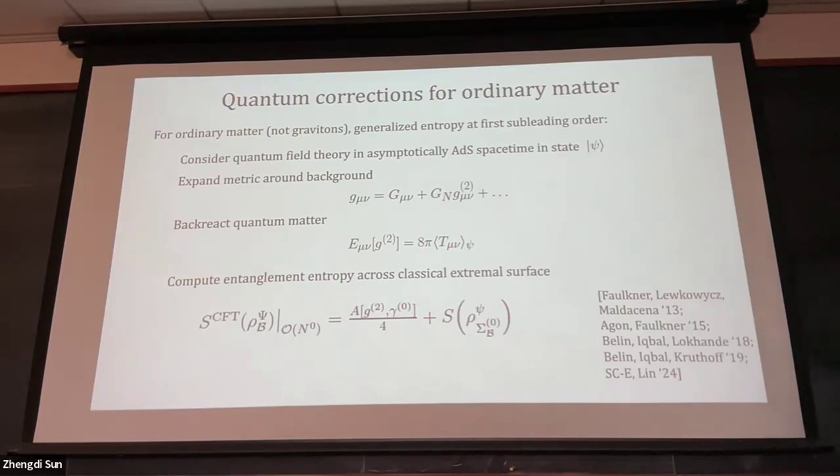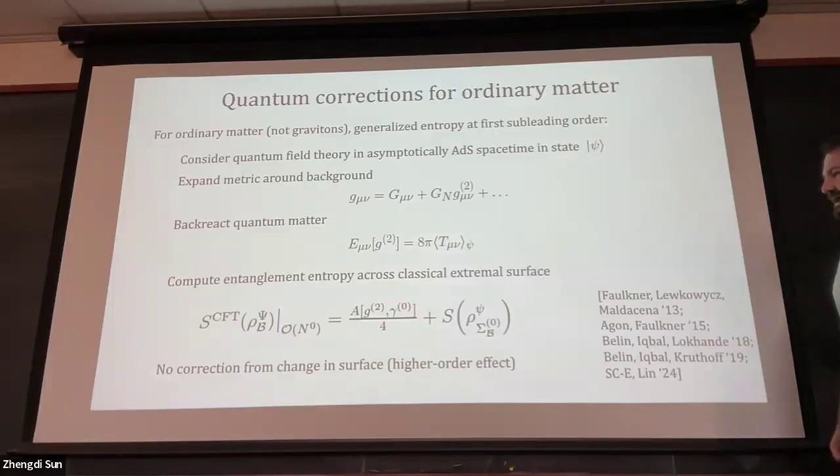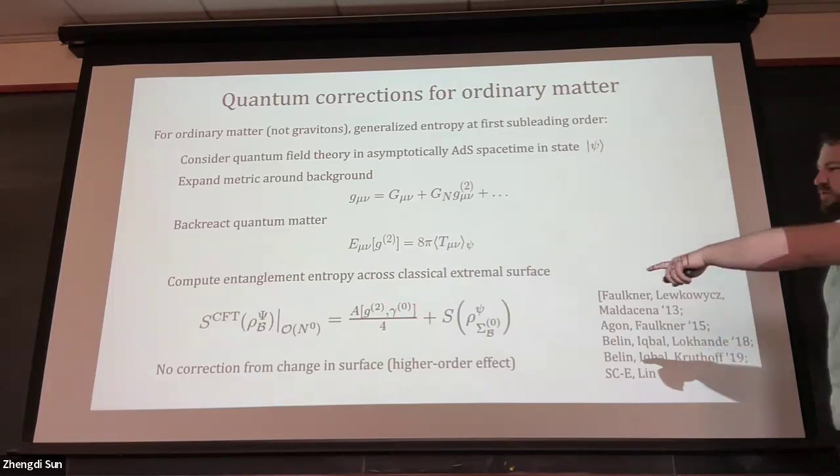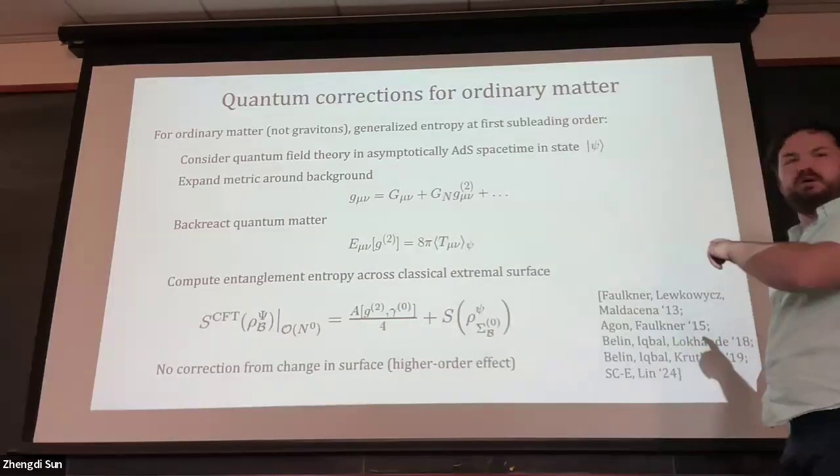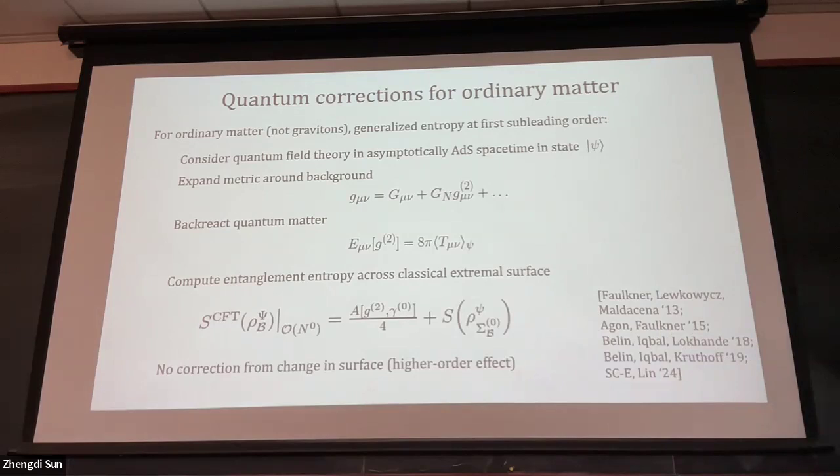Notice that there's no change in the surface because the surface is classically extremal. So perturbations to this surface would be a higher order effect in G Newton. So they don't appear at order here, which is order N to the 0, or in the bulk it's order G Newton to the 0. So yeah, that's why there's no perturbation to the surface in this formula.